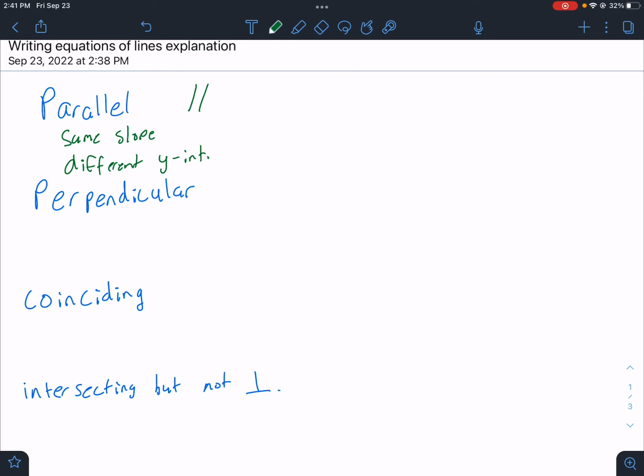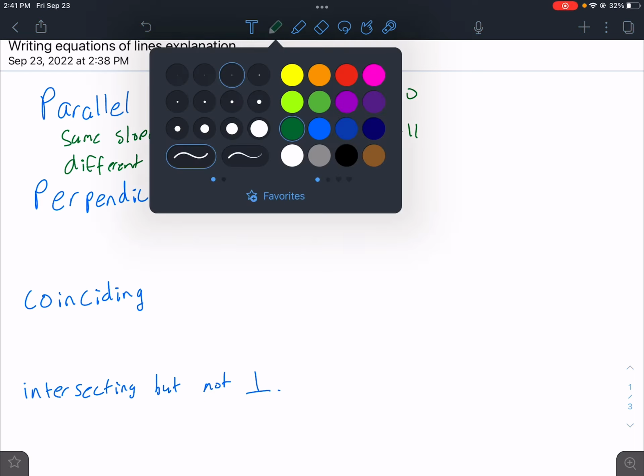An example of parallel lines would be y equals 7x plus 10 and y equals 7x plus anything other than 10. So I could say plus 11, I could say plus 20, it doesn't matter. Anything other than 10. Now if I said y equals 7x plus 10, that's something else. That's called coinciding. We're going to talk about that in a second.